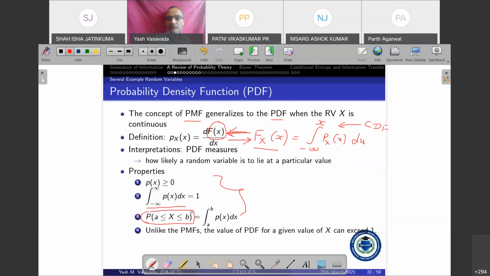And then finally, if you want to measure the probability that a particular random variable takes a value over a range of A to B, where B is greater than A, then all that you need to do is integrate the PDF from A to B.